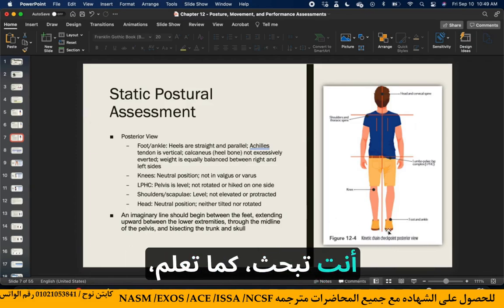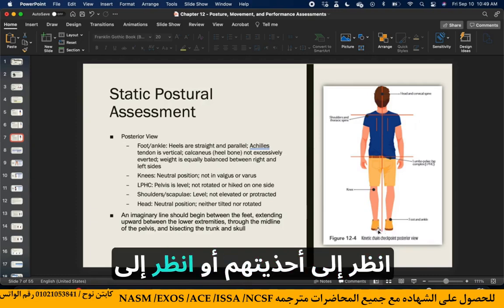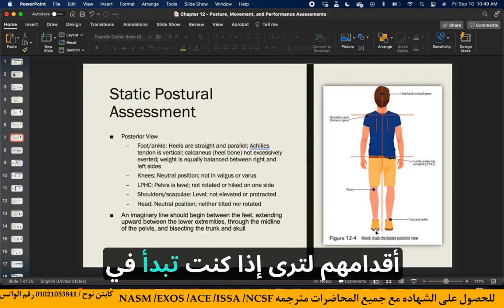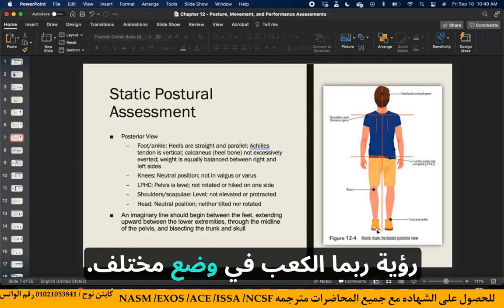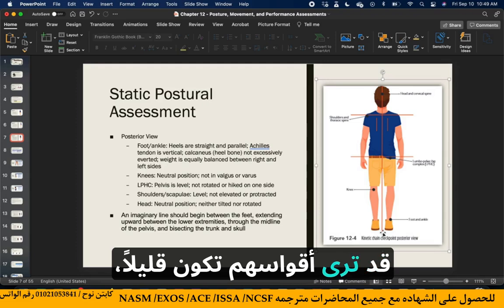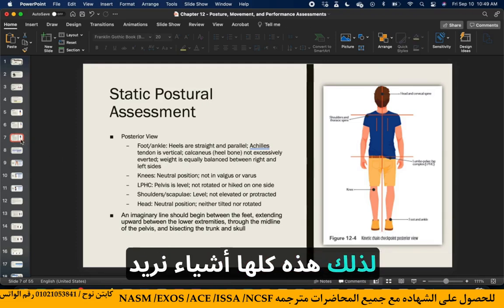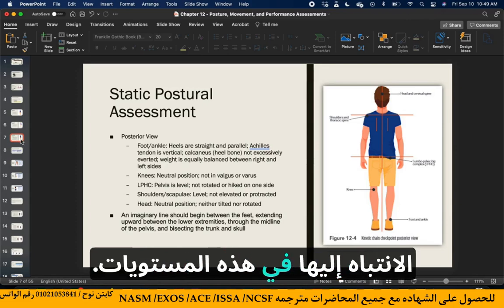Also with the feet, especially from the back view, look at their shoes or look at their feet and see if the heel is in a different position, or if their toes are starting to swing out. You might see their arches being a little bit off in positioning. So these are all things that we want to pay attention to at these levels.